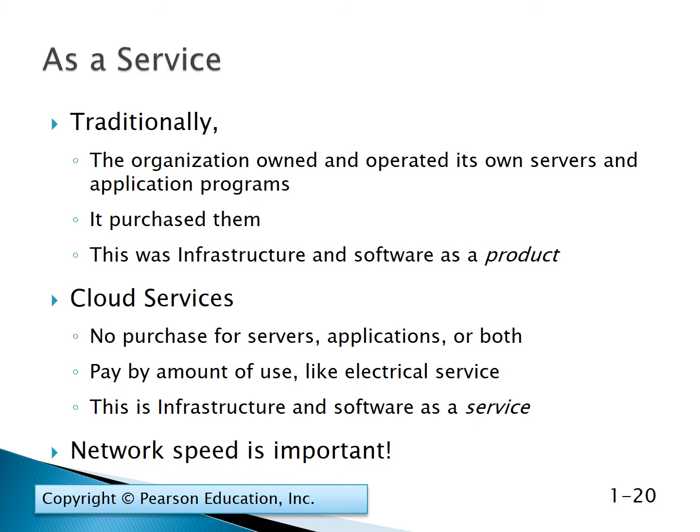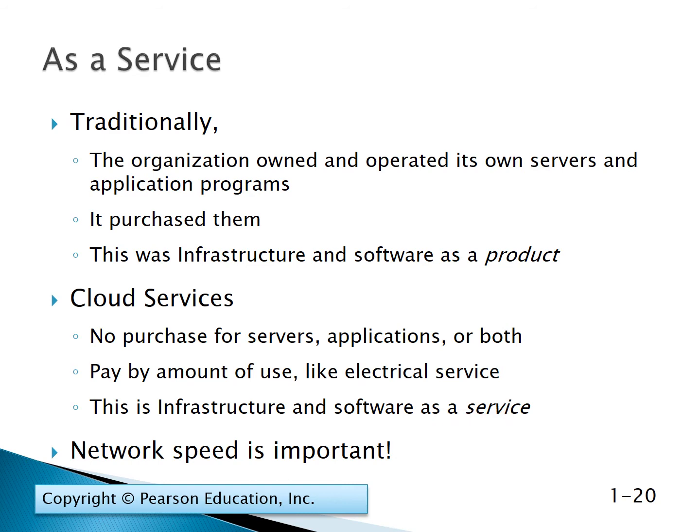So again, in recent years, many IT companies are providing cloud services like Amazon and Google. So that means there is no purchase for servers, applications, or both. So you just pay by the amount of use, like electrical service. So if you use more, you pay more based on the internet transfer or the hard disk that you are using or the computing power that you are using. So this is what we call the infrastructure and software as a service.